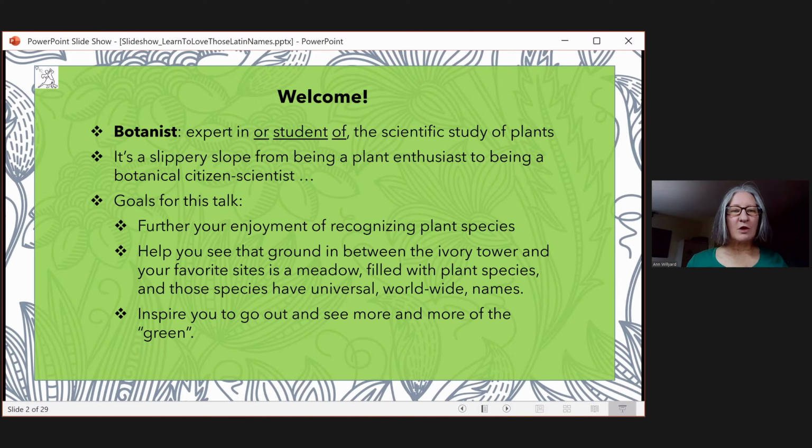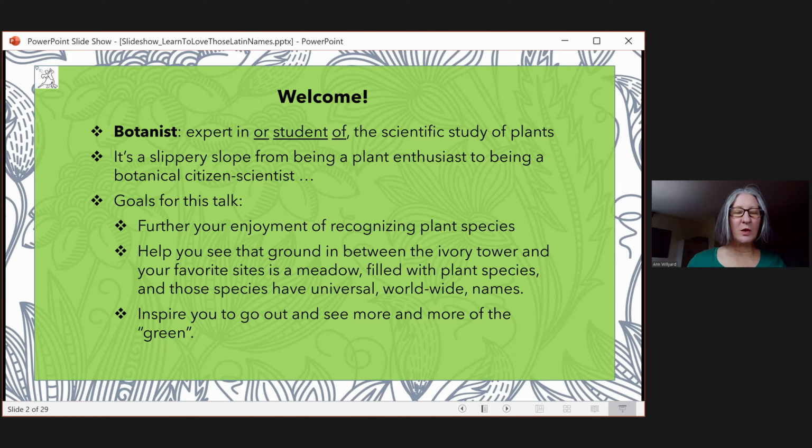And as many of you know, it's a slippery slope from just being an enthusiast to becoming a botanical citizen scientist. And this is a really exciting time to be a citizen scientist, with everything from georeferencing to other types of contributions that you can do, because many of you are very knowledgeable about the plants that you are associated with. So my goals for this talk really are three: to help you further your enjoyment.